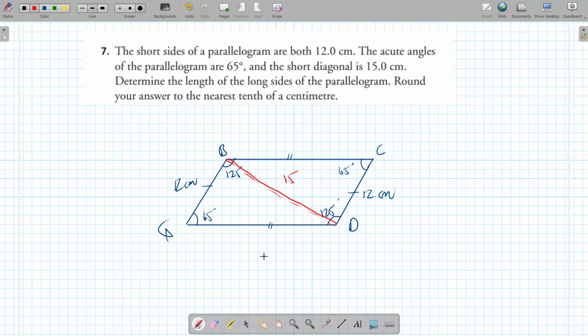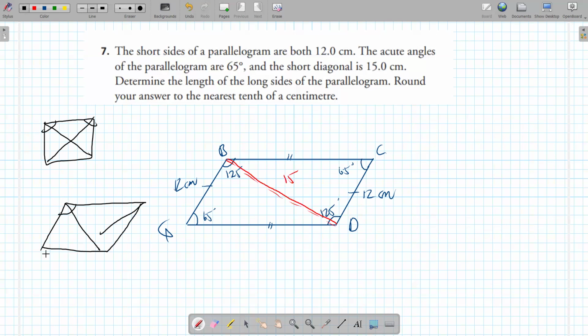Cool. What's our approach here? We already have a set. 65 and 15. Opposite angles and side lengths, that's a set. You want to think about the diagonals. Does a diagonal cut the angle in half? Think about it. Does a diagonal cut the angle in half? And the answer is yes, it does. And that's the only way to do this question.